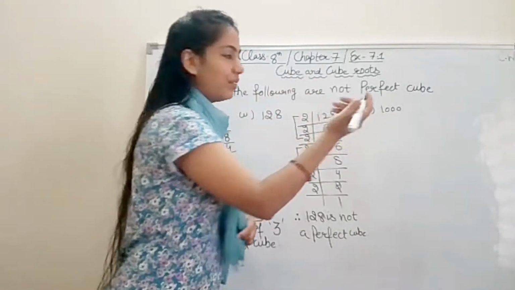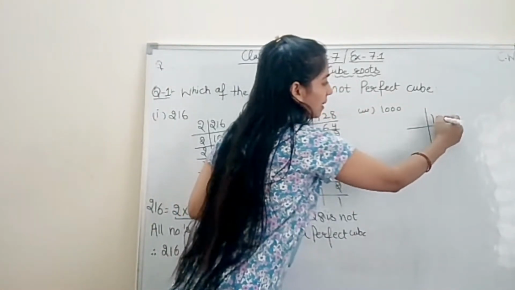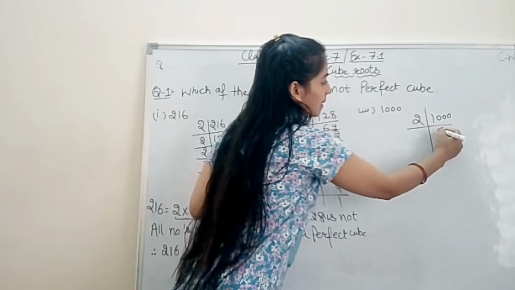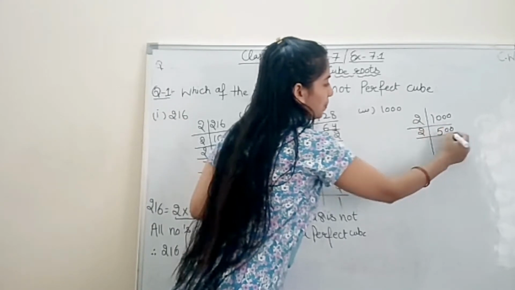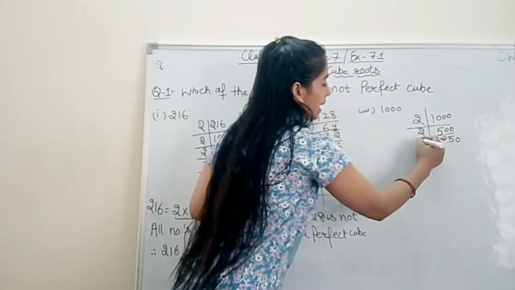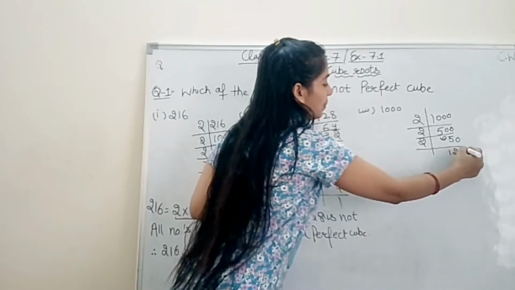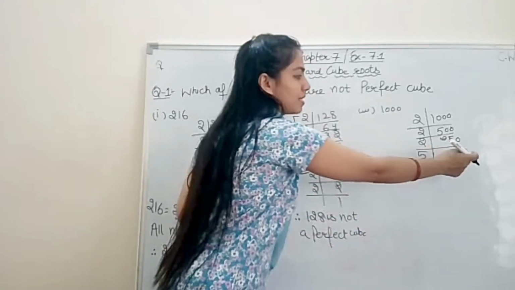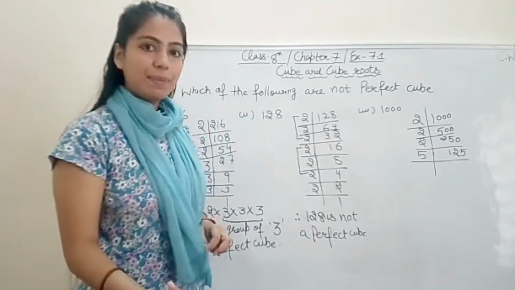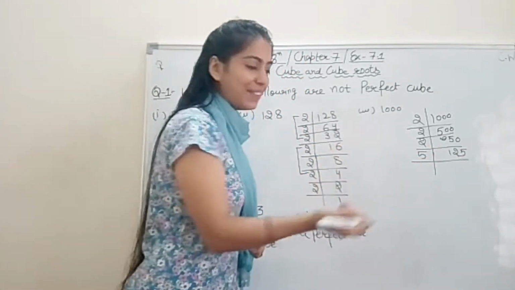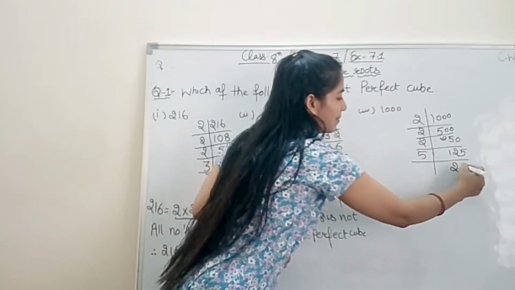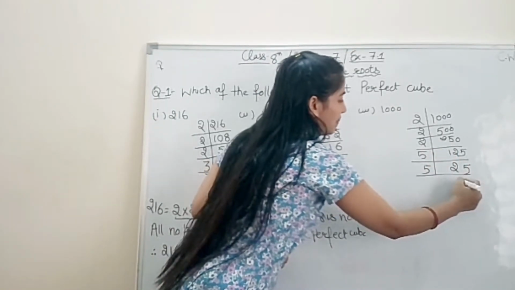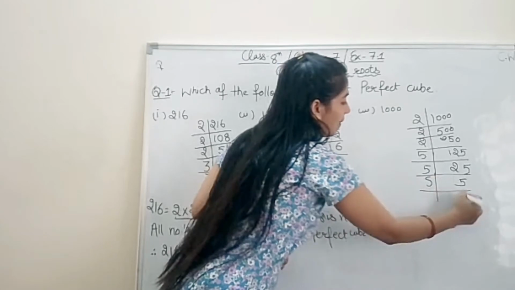Right, so let's take out the prime factors for 1000 also. 1000 is 10 times 100. 2 fives are 10, 2 twos are 4, 2 fives are 10. Again 2 ones are 2, 2 twos are 4, 2 fives are 10. Now with 5 we can do directly because the last digit is 5. Divisibility test, you know 5. Now 5 twos are 10, 5 fives are 25, and 5 ones are 5.